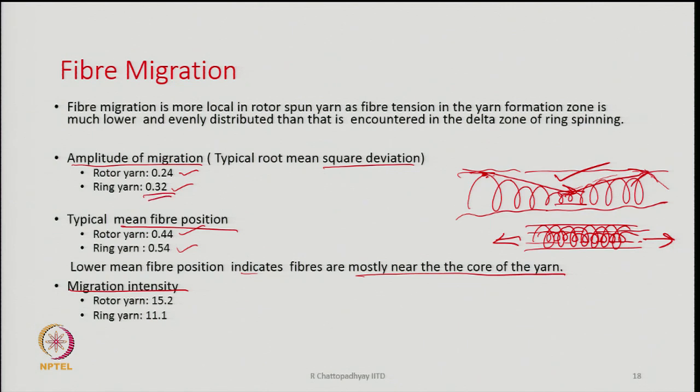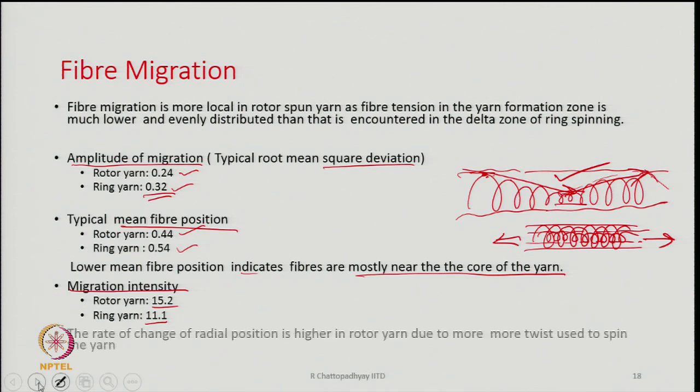And the intensity, as I said, is the rate of change of the migratory path as it moves from surface to core, core to surface. That intensity is more for rotor yarn, less for ring yarn. That basically means that the rate of change of radial position is higher in the case of rotor yarn due to more twist used to spin the yarns. That is the reason. Generally, we use more twist to spin rotor yarn, because we expect some fibers to lose twist.